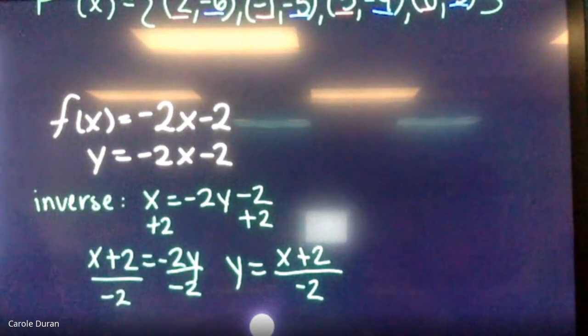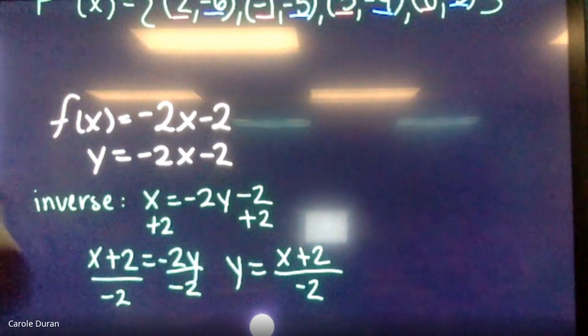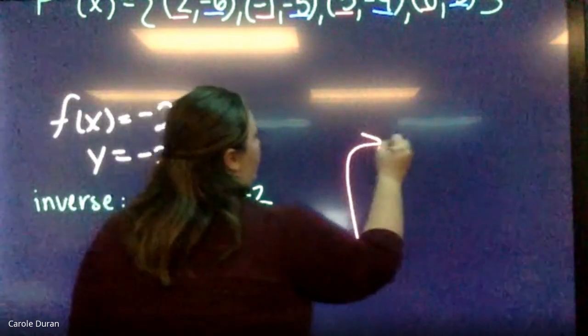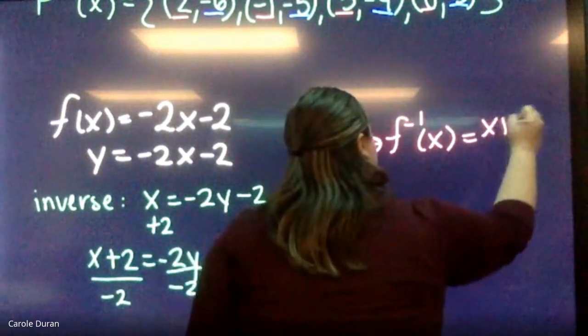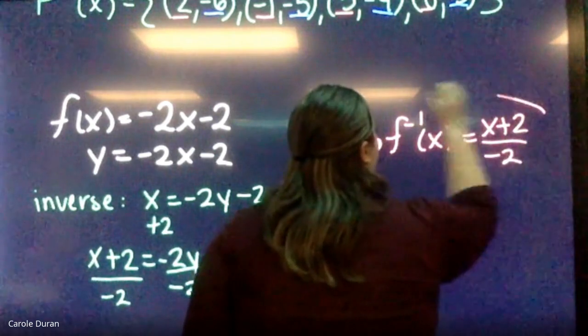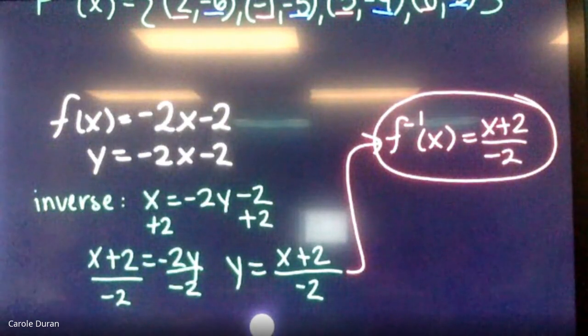That's not how we write our inverse, though. We go back to whatever our original notation was, and then we put a negative 1 on the function. So the way that I formally write my inverse is f negative 1 of x is equal to x plus 2 over negative 2. So we flipped our x and our y, and we solved for y. That's all we had to do here.